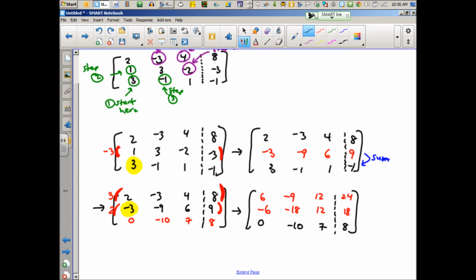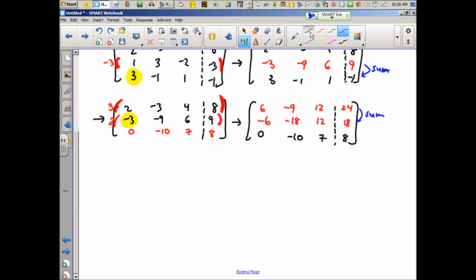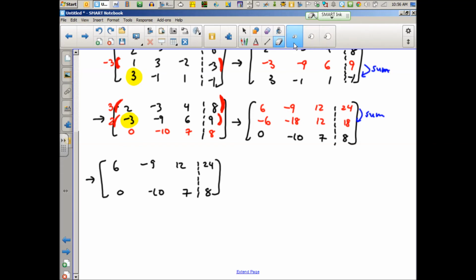Why did I do that? Because I planned on adding rows 1 and 2 together to create another 0. Okay, so I'm not touching the top row. Not touching the bottom row. I just wanted a 0 on the middle row there on the left. And I got it. Here it is.